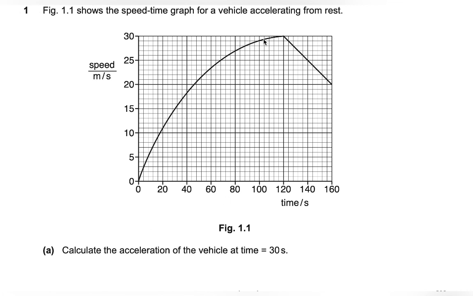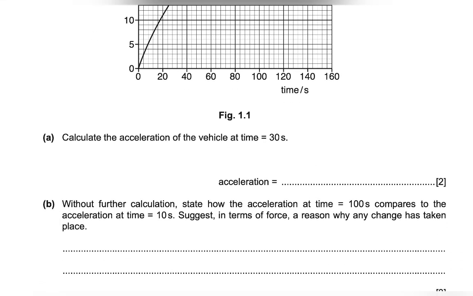So you can see there's a big disparity between these two. They're asking us to state the difference. Without calculating, you just look at the graph and state how the acceleration at time t equal to 100 compares to the acceleration at time t equal to 10. Suggest in terms of force why the change has taken place.